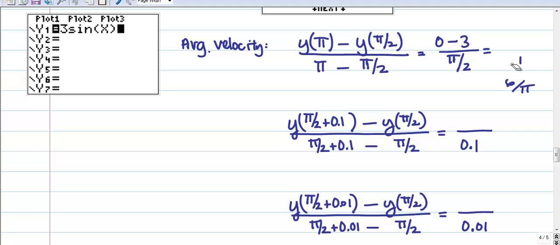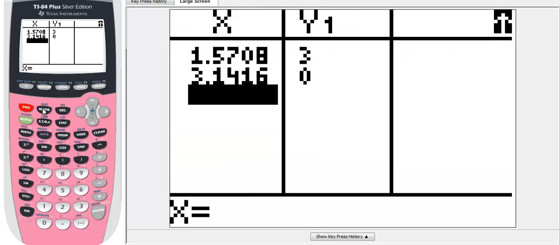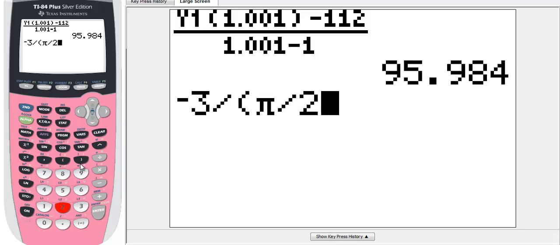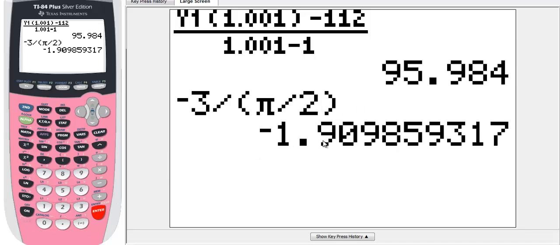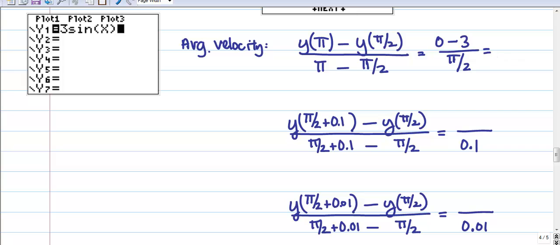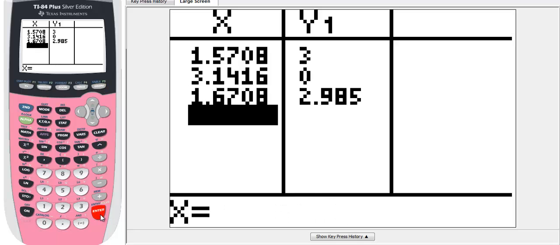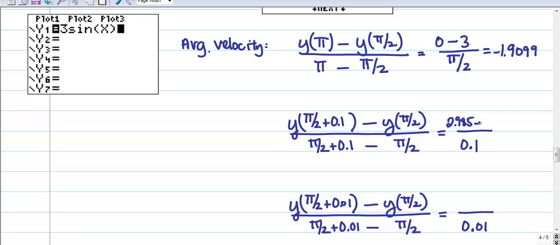So I'm going to round it. I'm going to take this part off and just do that in a calculator. So negative 3 divided by pi halves. So I get negative 1.9099. Then I'm going to do the same thing again. I'm going to go back into my table. And this time I need to do pi divided by 2 plus 0.1. So I get 2.985. So 2.985 minus 3.